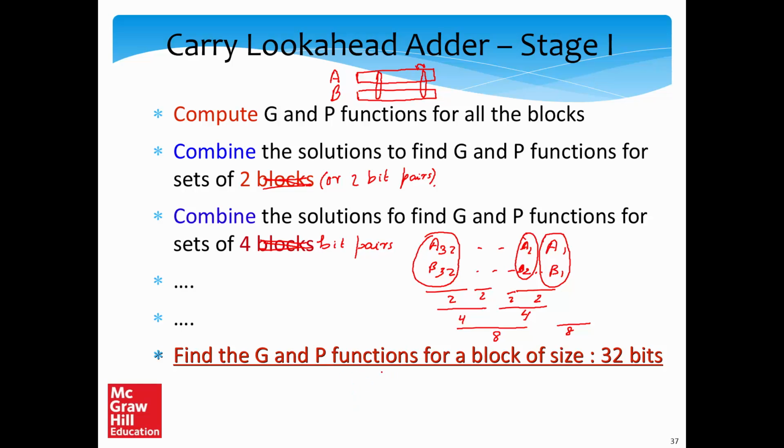So basically at the end of this exercise, what is it that we have? We essentially have G32 and P32. So what is the final carryout? The final carryout of the 32-bit addition is G32 ORed with P32 and the carry in, if there is a carry in, right? So that is the simple equation that we have. And so what do we get in stage 1? We create a hierarchy and consider larger and larger block sizes and compute their GNP functions.